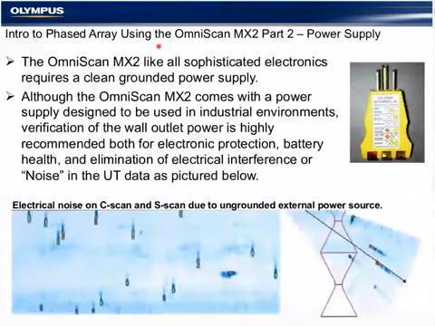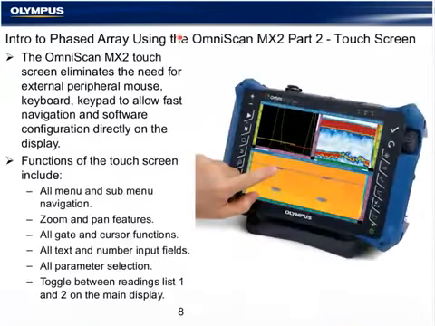Using the MX2, we also want to ensure that we have it plugged into a grounded power supply. Like all sophisticated electronics, the MX2 comes with a power supply designed to be used in industrial environments. Noise is particularly problematic in the TOF and phased array groups, so it's not a bad idea to use some type of verification of your ground power source and compare it to battery power or electrical power. It's the source of a lot of support calls. So again, it requires a clean electrical source.